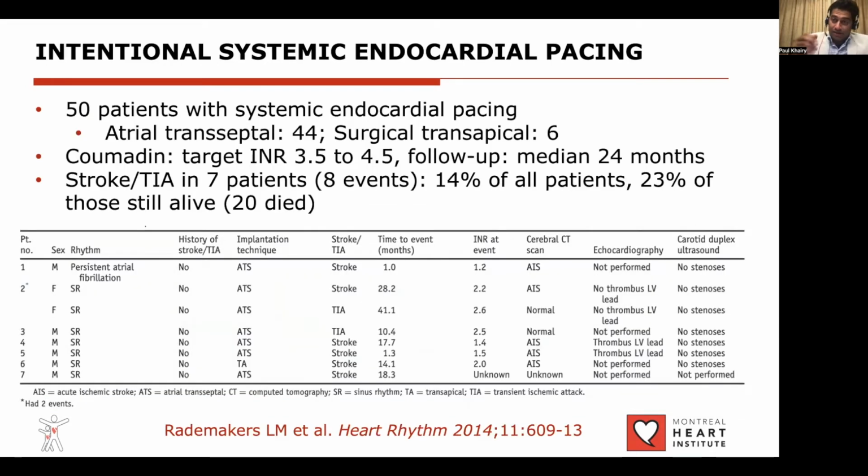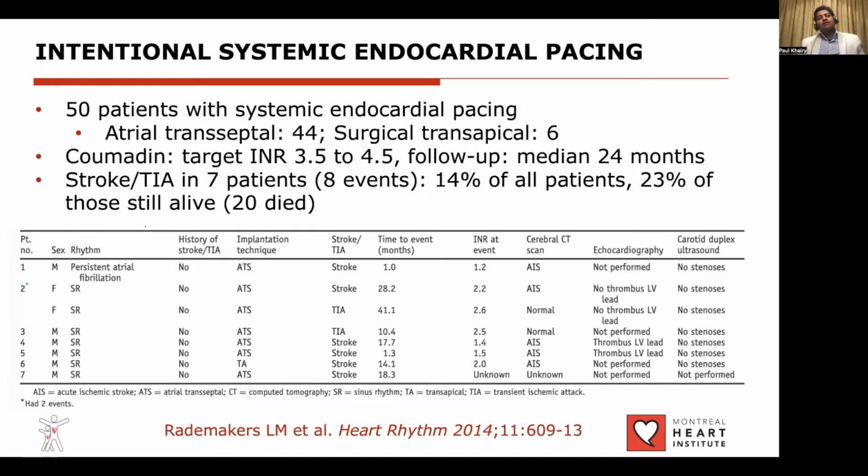And this was done, intentional systemic endocardial pacing in 50 patients. 44 of them had atrial transseptal approaches to place these leads. 6 had surgical transapical approaches, and they were all anticoagulated with targeted INRs between 3.5 and 4.5. But during a median follow-up of 24 months, 14% of patients had stroke or TIA. And this is an underestimate because 20 patients actually died. And so if you look at the at-risk population, 23% of patients actually had a stroke or TIA.